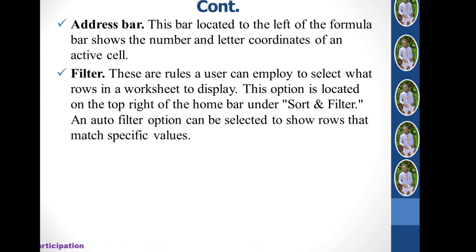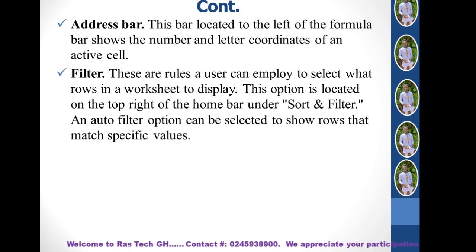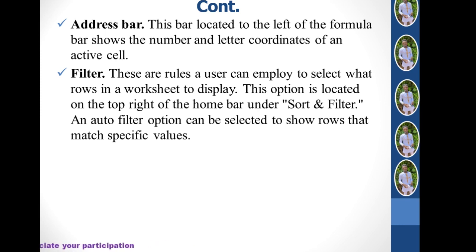Now, we also have something called filter. We all know a filter is like a funnel. These are the rules a user can employ to select which rows in the worksheet to display. This option is located on the top right of the Home tab under Sort and Filter. An autofilter option can be selected to show rows that match specific values.